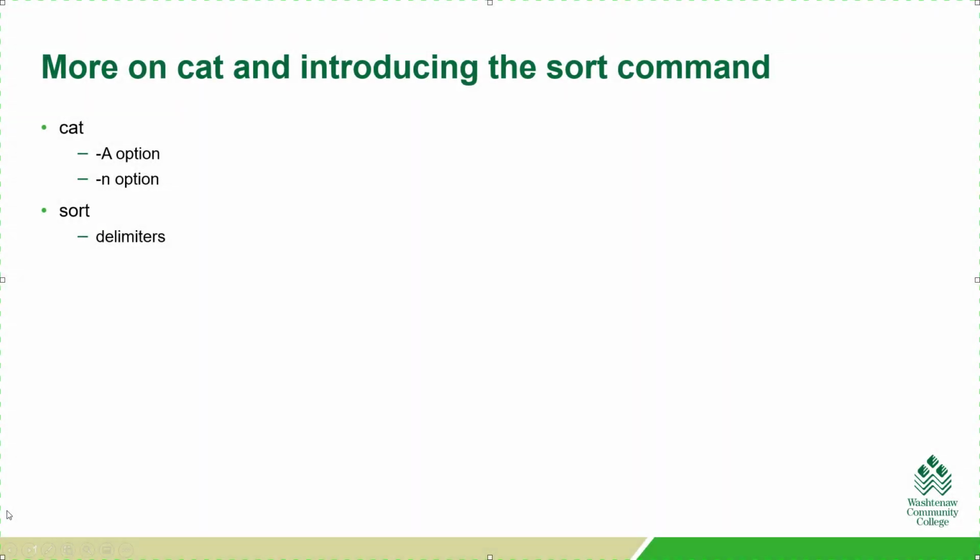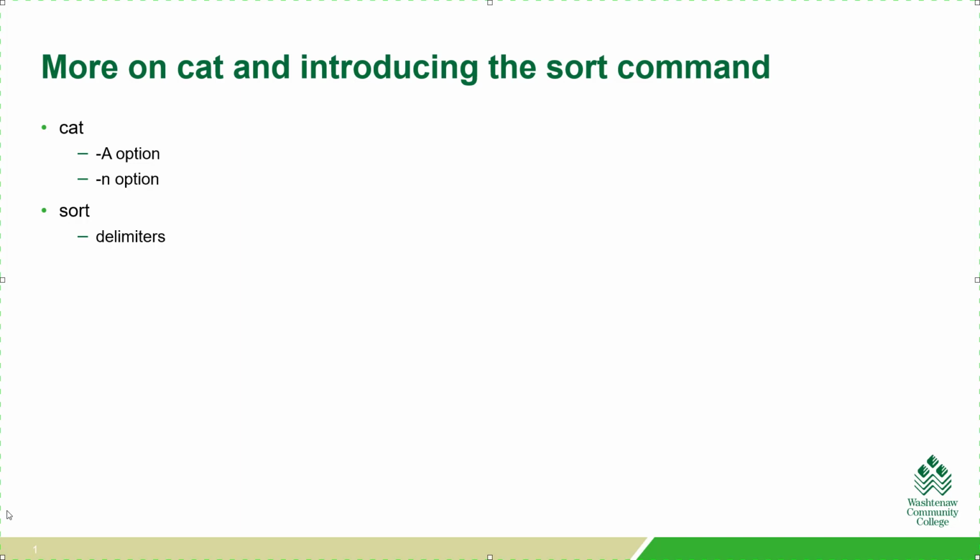To summarize, we took a look at the cat options. We looked at the -A option, which showed us new line characters and tabs and stuff like that. And then we looked at the -n option, which would number our lines. So there are a couple extra options we looked at with the cat command.